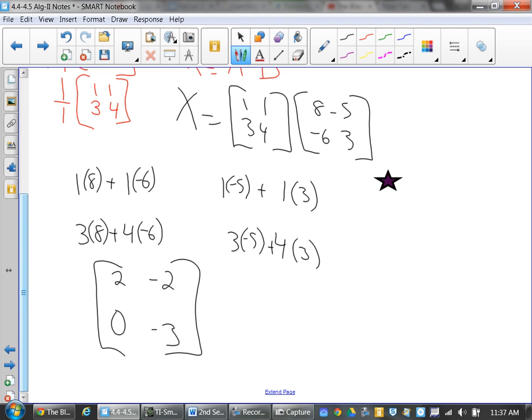How do you get all of that? Math, a lot of it. Remember, it's a 2 by 2 times a 2 by 2, which means I'm going to get a 2 by 2. I write down the first matrix twice: 1, 1, 3, 4, 1, 1, 3, 4. Then I start at the top, 8, negative 6, negative 5, 3, and I replicate it going down. That's all it is.